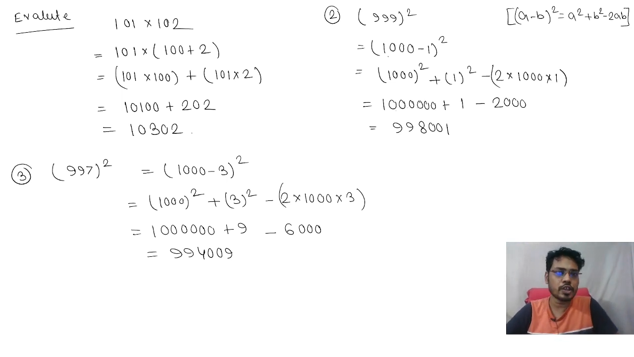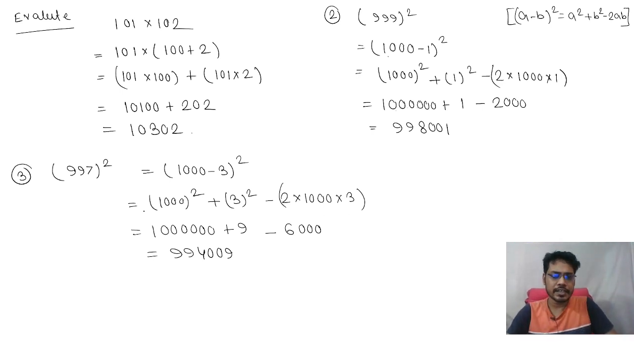Now you have to find the value of 101 into 102. 101 you keep the same, but 102 we can write as 100 plus 2. So now multiply 100 plus 2 with 101, so it will be 10302. Now similarly, if 999 whole square is given, we can write 999 as 1000 minus 1 whole square, that is a minus b whole square, that is a square plus b square minus 2ab. Just put the value, you will get 9,98,001. That will be the answer of this one.